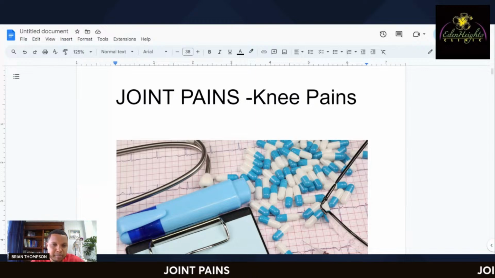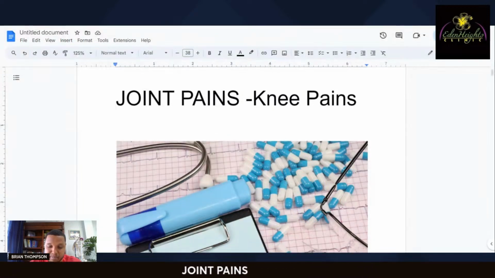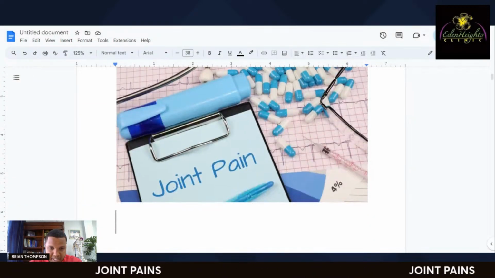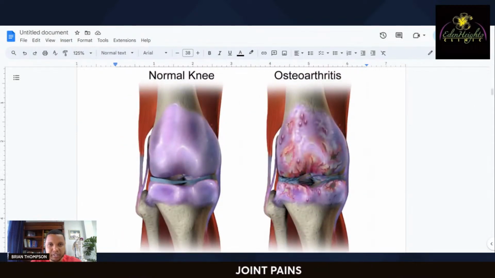All right, so this program is on joint pains, and we're going to be going through some information on how to deal with it. We're going to start off with the knee, because I think that is a common thing that generally happens to most persons. So, knee pains, many persons will be dealing with knee pains. Now, you're looking at the function and how to get rid of things like inflammation. All right, so now you'll see the normal knee.